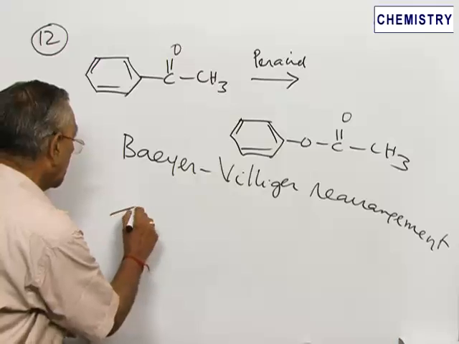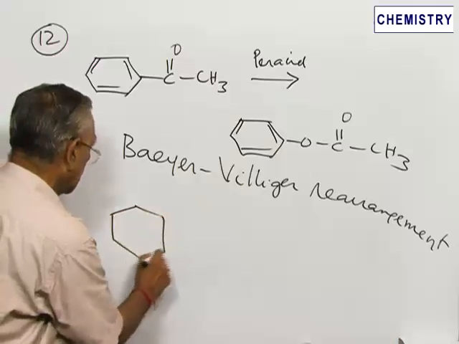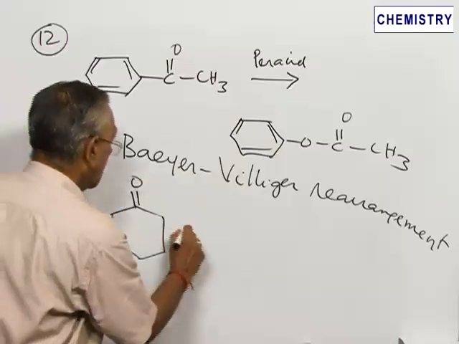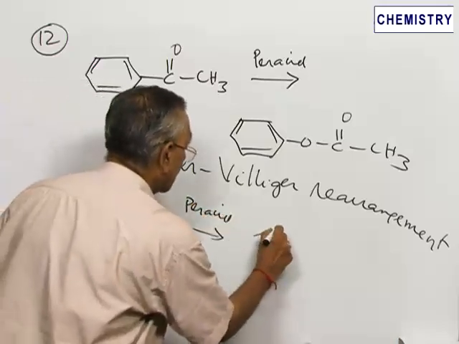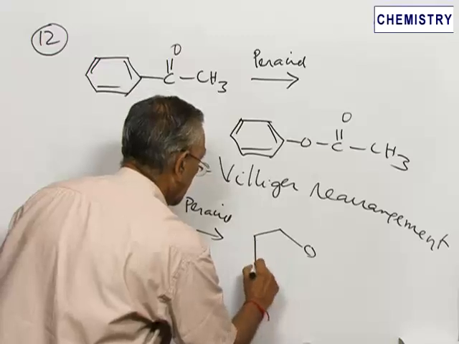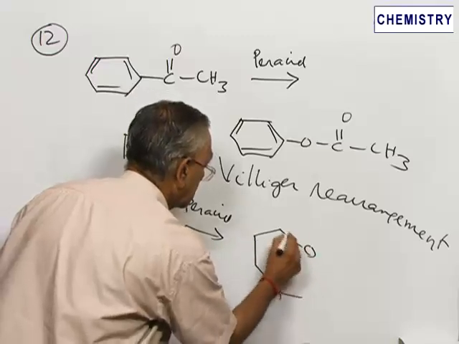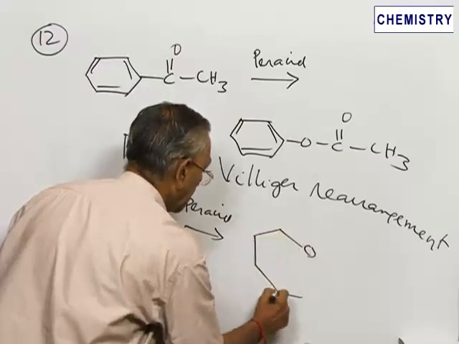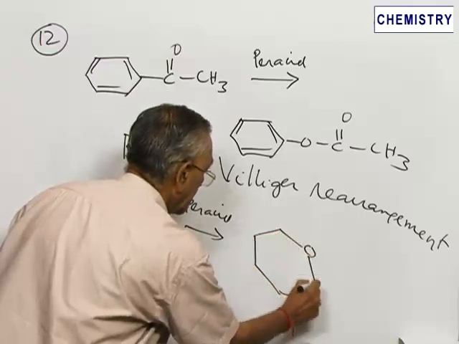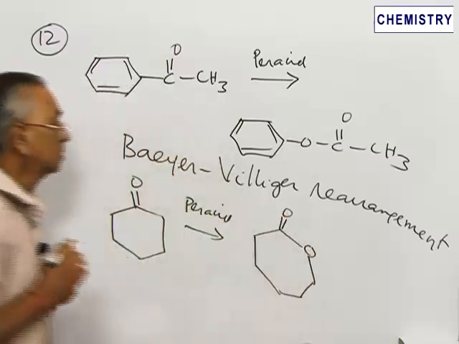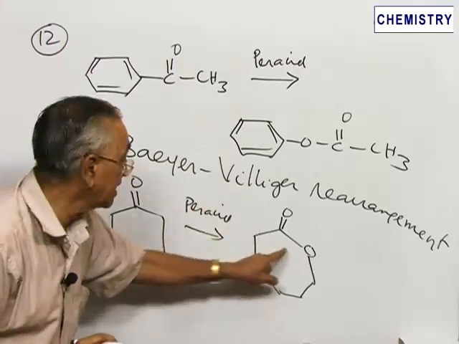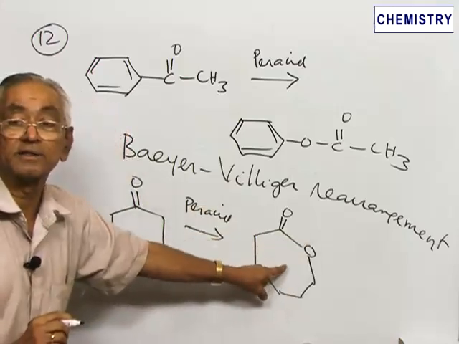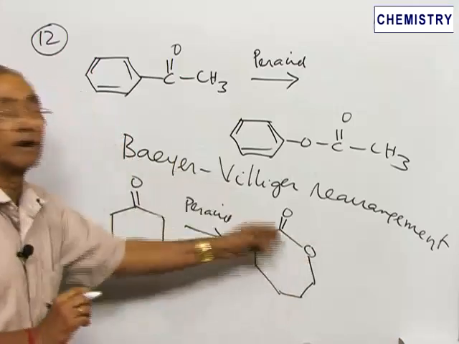As for example, if you take a ketone like this, it is cyclohexanone. When it is subjected to the reaction with peracid, we get a cyclic ester. This is a 6-membered ring. One more oxygen gets inserted, and we get a cyclic ester, known as a lactone. This is also one of the products.